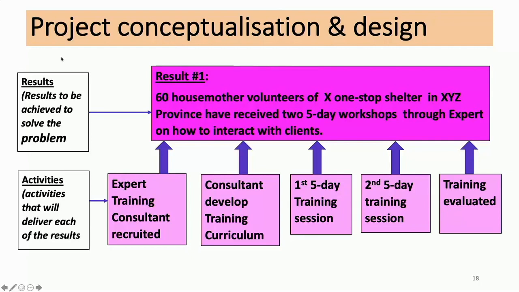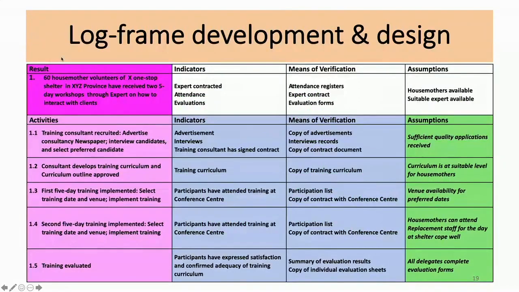So there we have now conceptualized and designed a project, clearly specified what we want to do. We've got numbers, we've got specific things, and we now need to transfer this into a log frame. In the log frame, we have the result, number 1, top left-hand corner. We want to do these 2 5-day trainings. What are the indicators that we have there? The expert is contracted, we'll have the contract, we'll have certain evaluation documents. For the means of verification, we can have a copy of the advert, we can have the expert contract, there's certain documentation. What is an assumption?